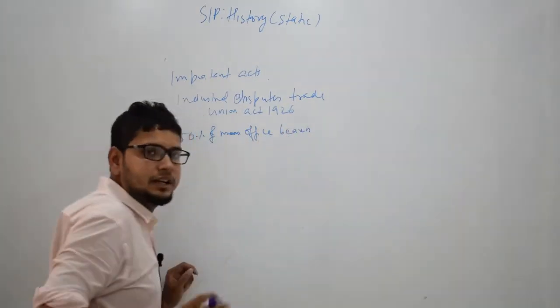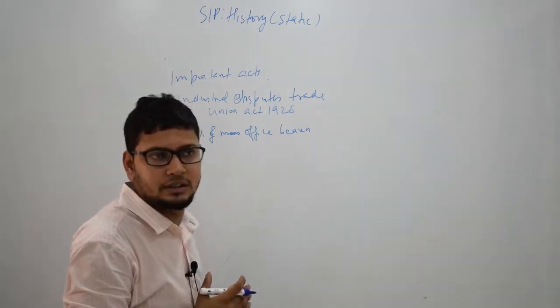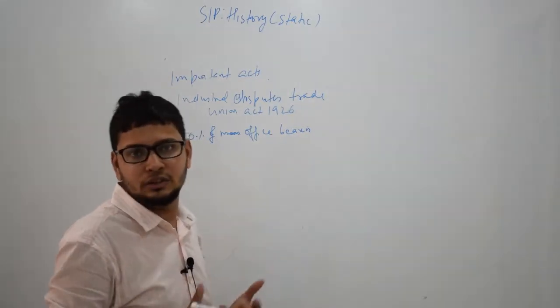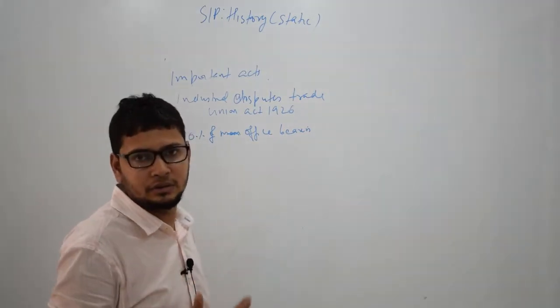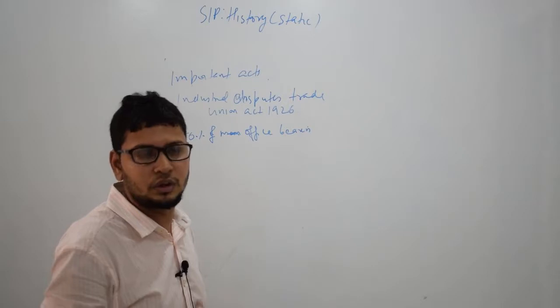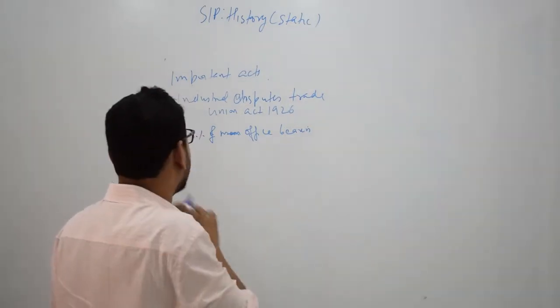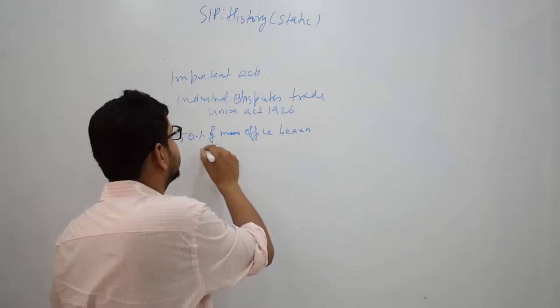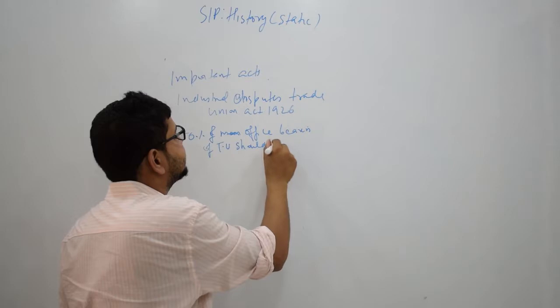Because many nationalist leaders became part of these trade union organizations, and they were the ones who became leaders of those organizations. So naturally the British did not like that, because they felt that these nationalist leaders, who were not even workers, are brainwashing the workers. So it prescribed that 50% of the office bearers of any trade union should be workers.